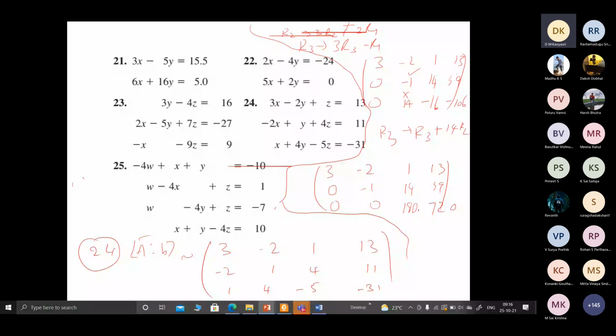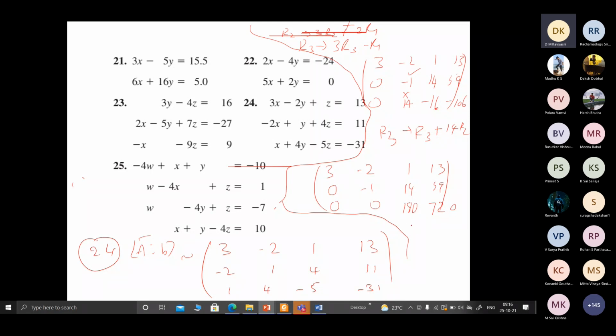So write the solution from the backward substitution. 180 x3 equals 720. What is x3? 4. Since x3 is 4, you can write what is x2 from the second equation. Once you know x3 and x2, you can write what is x1 from the first equation.